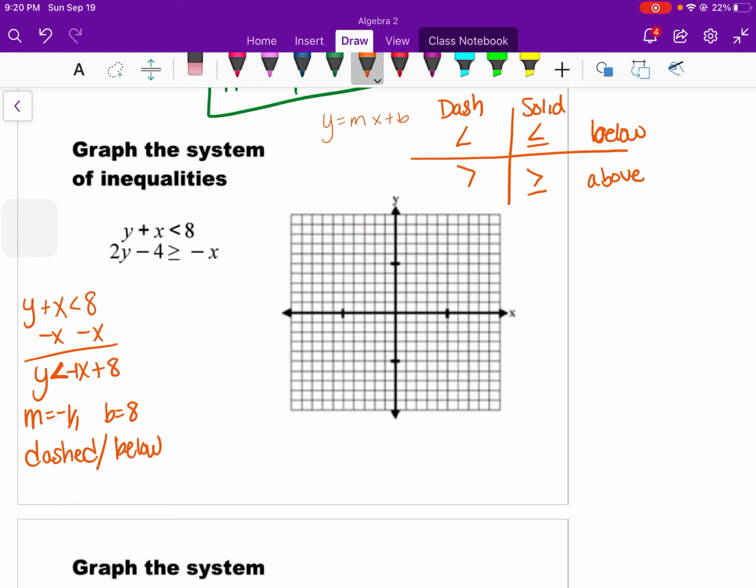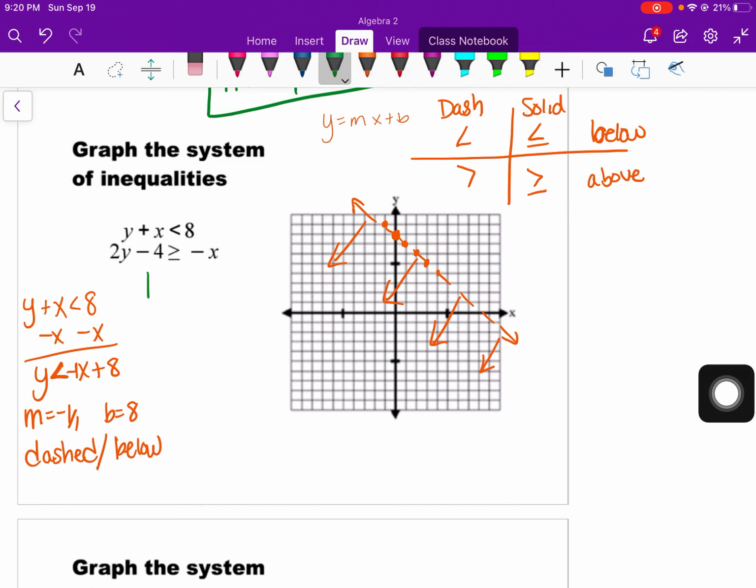So we're starting at positive 8, so straight up from the origin to positive 8 on the y-axis for our y-intercept. Downhill, negative 1, so down 1, left 1, down 1, left 1, or up 1, right 1. And then I want this to be a dashed line. And then the y values, y is less than this line. This is my y-axis. The y values that are below the line are down here. So we're going to be shading this half of the graph for that line.